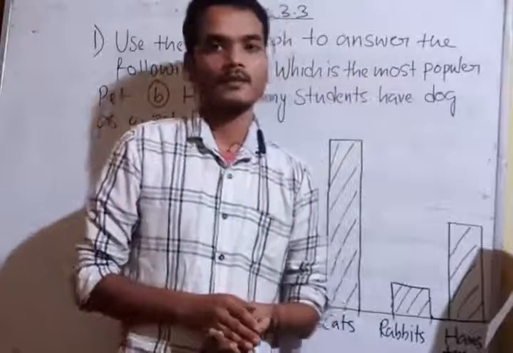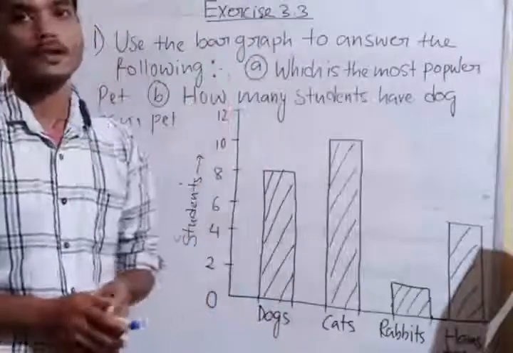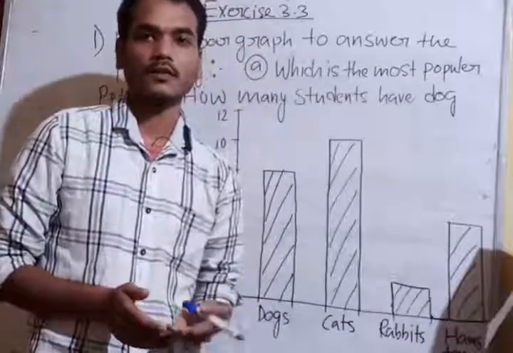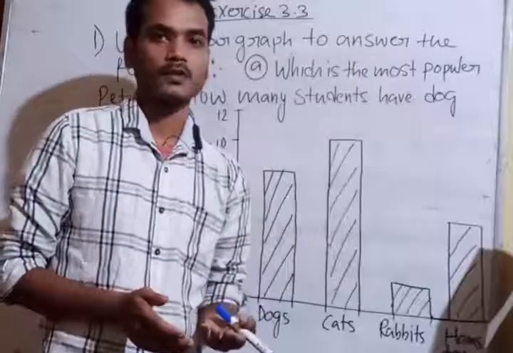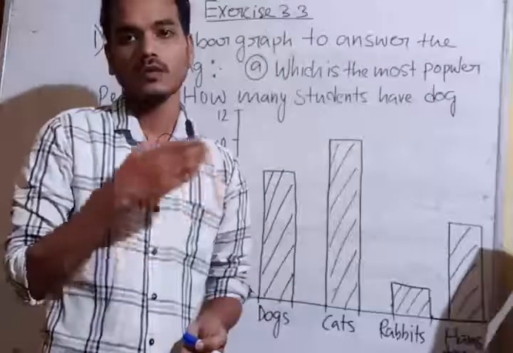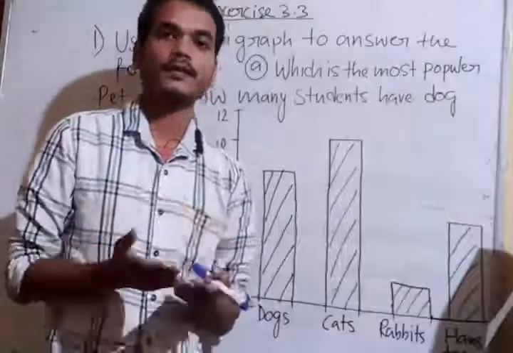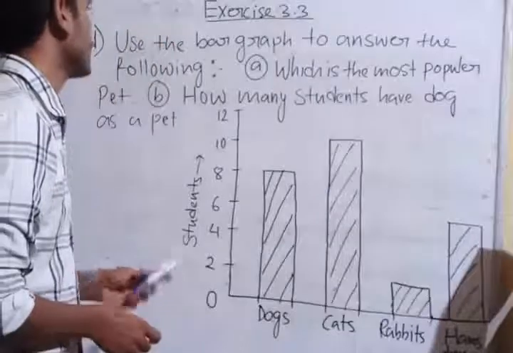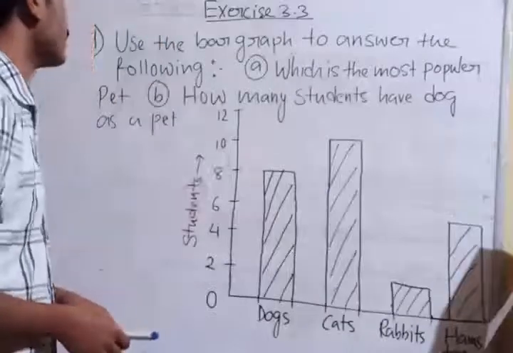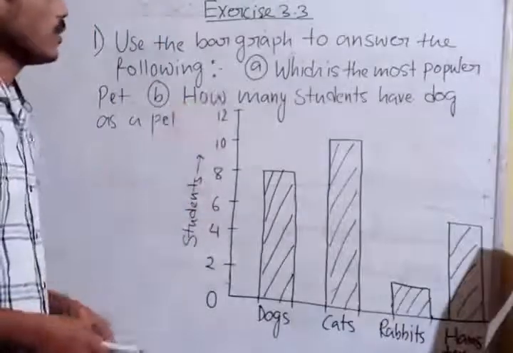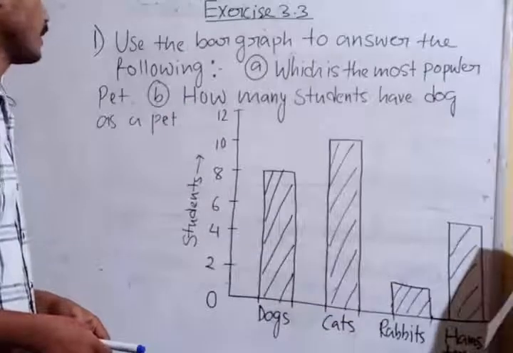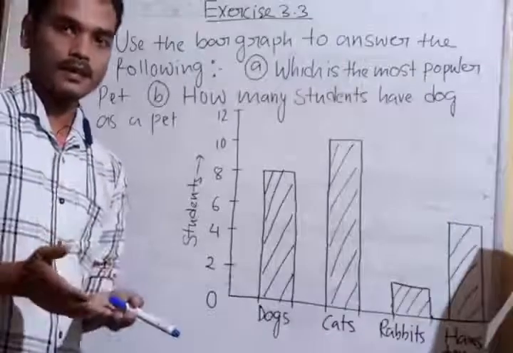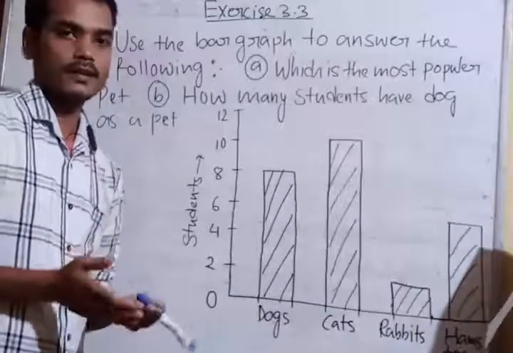Today we'll be discussing our exercise 3.3, question number 1. We have already learned the introduction to the bar graph and double bar graph. Today we'll see how to read the bar graph and how to represent it on graph paper also. Our question number 1 is: use the bar graph to answer the following. Number 1, which is the most popular pet? And number 2, how many students have a dog as a pet? These are the things we need to discuss today.